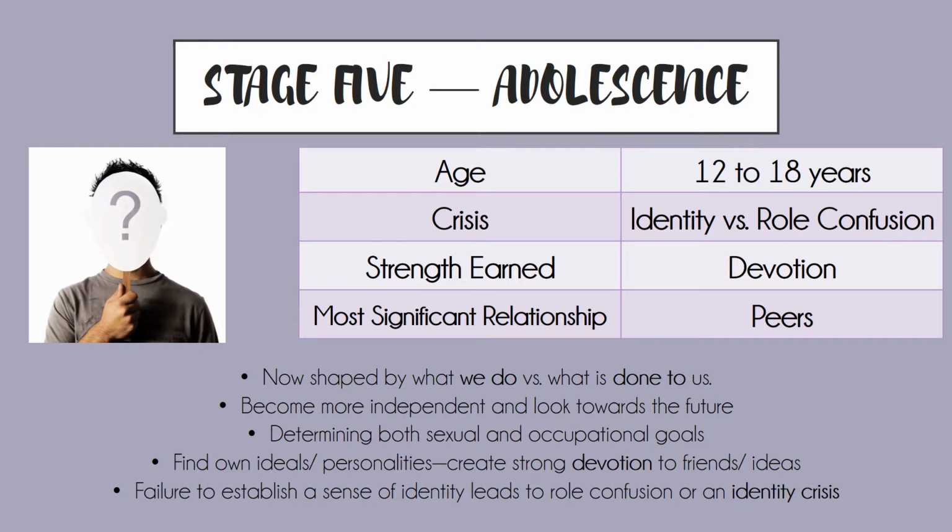They're going to be separating from their family, which is why the peers are now their most significant relationship, because they're trying to, again, establish that self-identity, their own ideals and life philosophy. And this development is going to lead to a really strong devotion to friends and to their new ideals. However, failure to establish a sense of identity can lead to role confusion, or what Erikson called an identity crisis.